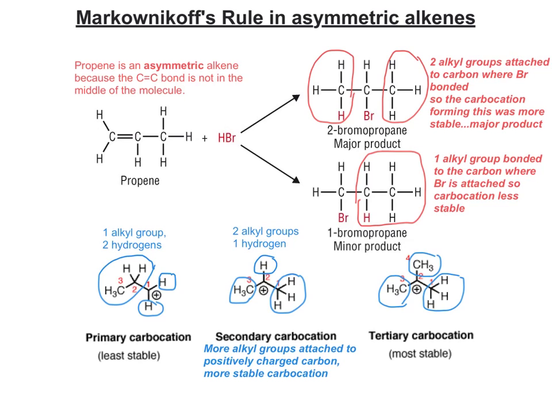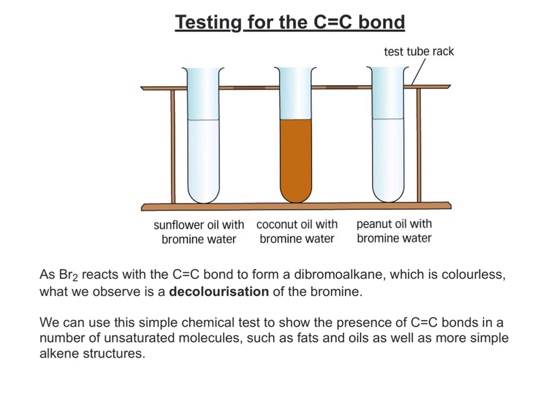So now it's time to go and have a quick look at the test for the carbon-carbon double bond. Now we've looked at the electrophilic addition to the carbon-carbon double bond. So you may well have done this one at GCSE. The chemistry of it's no different. We can see from this photograph and the information that's been given to us that sunflower oil and peanut oil are unsaturated, but coconut oil is not. So it's a very simple diagnostic test.